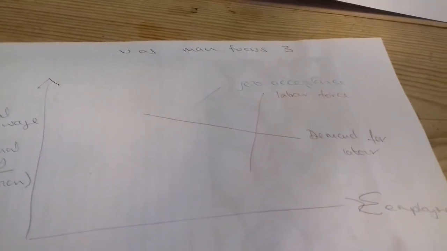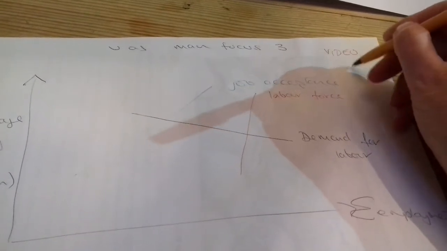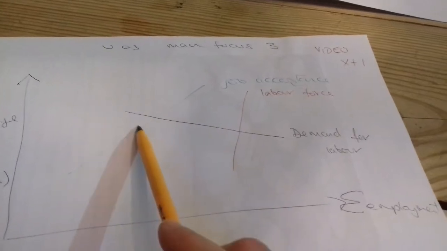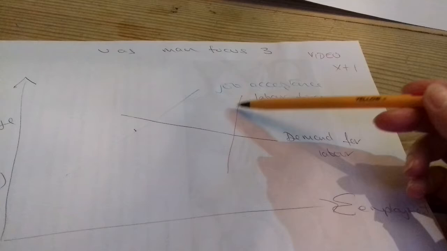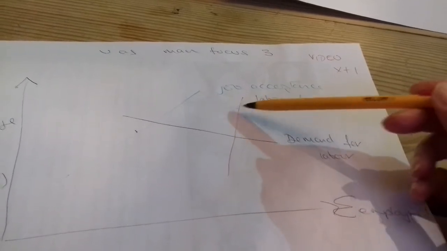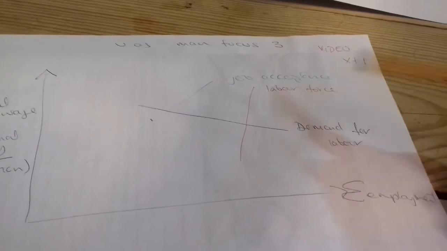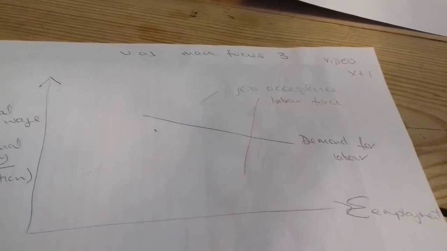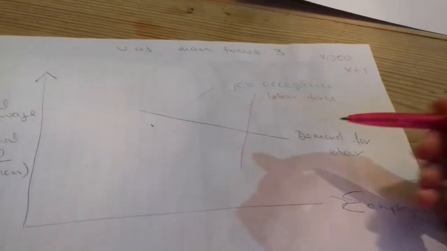So we've looked at, this is video X+1, we've looked at moving the job acceptance curve, we've looked at moving the labour force supply curve, so we've looked at expanding and reducing these, but obviously in addition to these movements we can also affect the prevailing level of unemployment through working on the demand side.